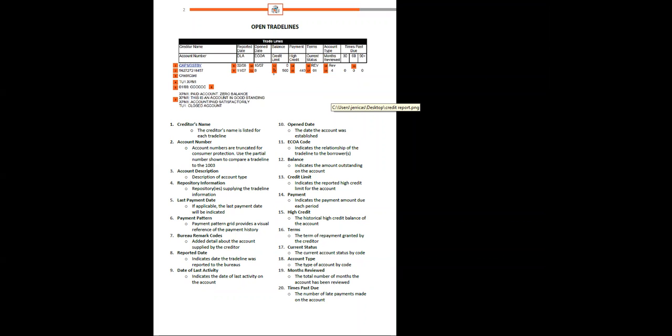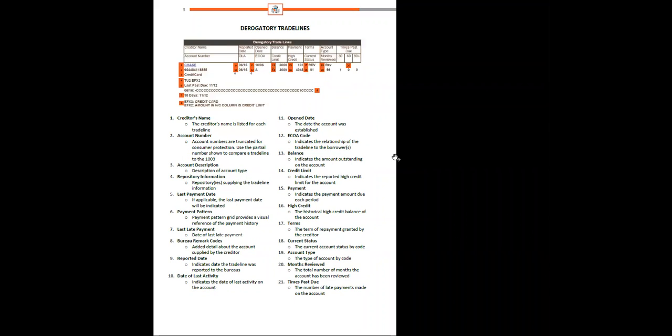And so now I want to go to a trade line that shows some derogatory items. I'm just going to point out some items, because we just went through 1 through 21 on that last one, but I just want to specifically point out some of the derogatory trade lines here, so you can see what we look at as a lender.